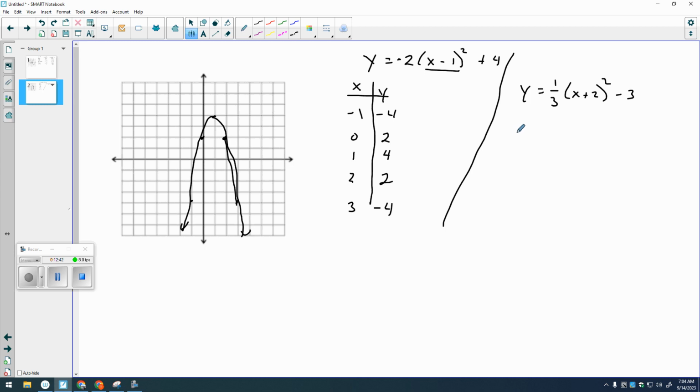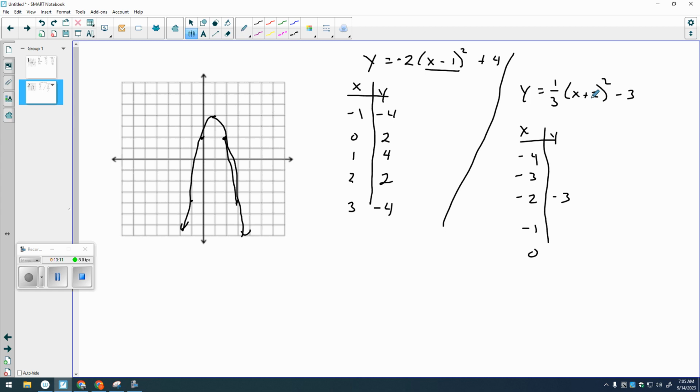Hit pause, give it a try. Okay, hopefully you're back. Plugging in negative 2. Going left, I get negative 3. I get negative 4, I get negative 1, and I get 0. Negative 2 plus 2 is 0. 0 squared is 0, times a third is 0, and once again, that negative 3 shows up.